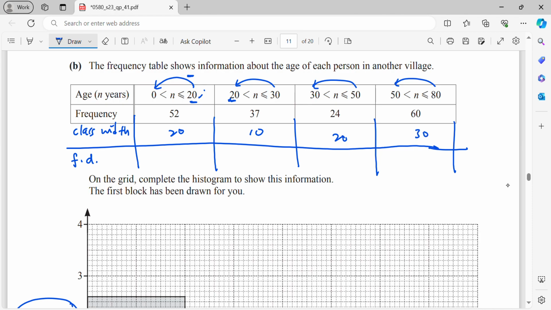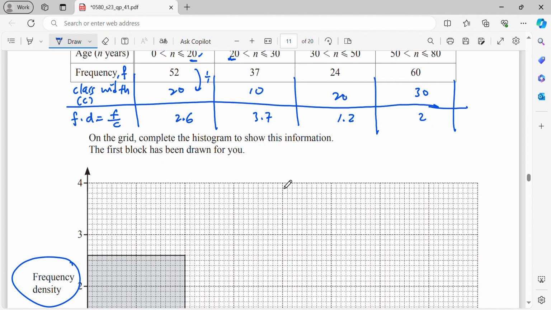So now your frequency density is frequency over class width. Let's say this is C, this is F. So now you divide 52 over 20. You will get 2.6. And then 3.7 for the next. 24 over 20 is 1.2. 60 over 30 is 2. Okay, so now I will sketch based on this.